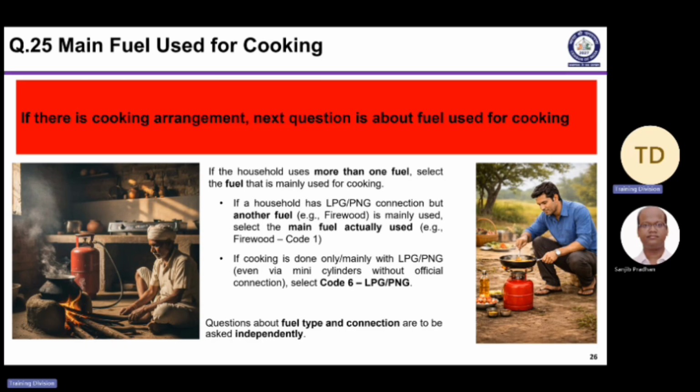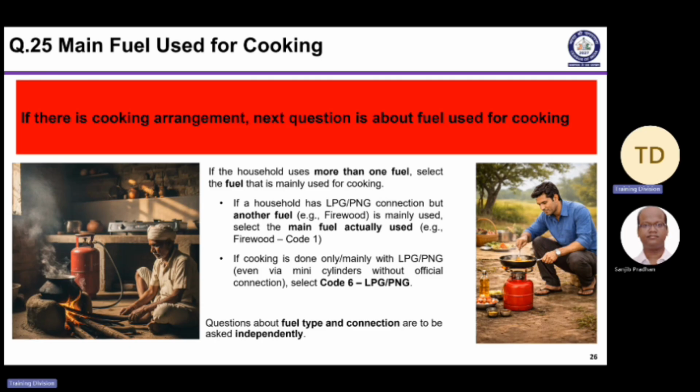Now we are going to the main fuel used for cooking. Okay, let's go ahead. In the previous question we asked whether they have an LPG connection or not. Now here it is the main fuel used for cooking. If there is a cooking arrangement, then the next question is about fuel used for cooking, and our focus is on the major fuel. They may have more than one. If there is more than one fuel, which do we use? The major, predominant or majorly used.